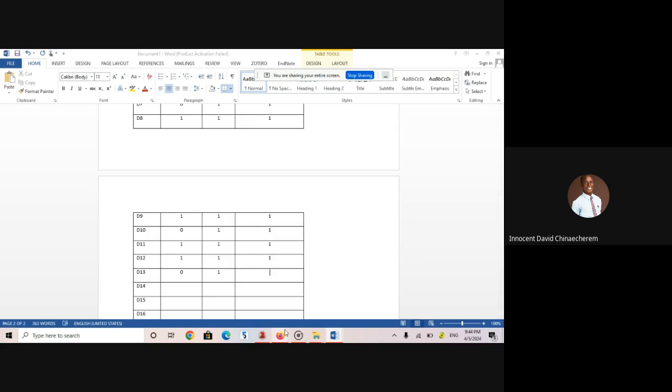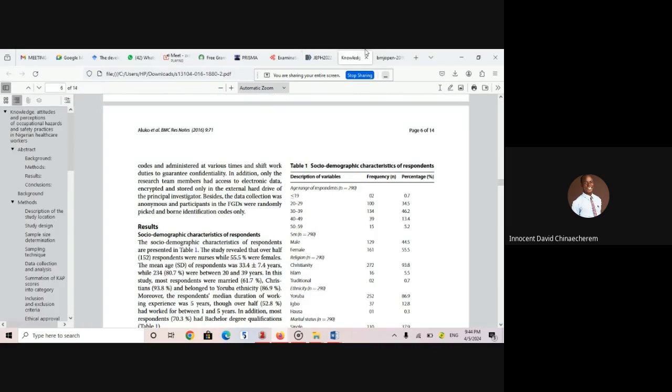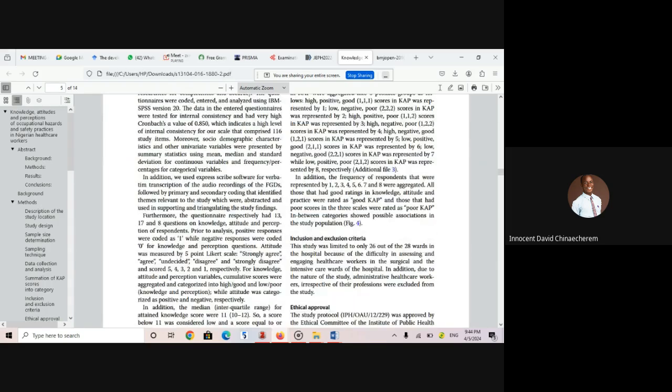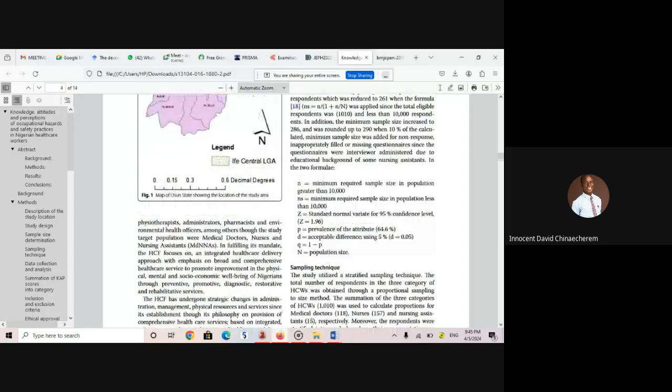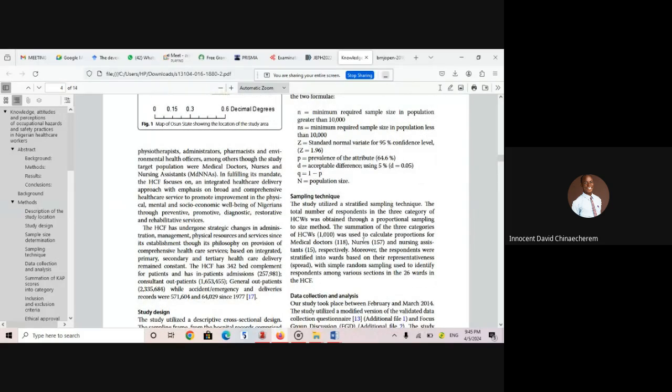Then I'm going to check out this other paper. I'm going to do the same thing here. Here we have 290. So we check out what the sample size was.